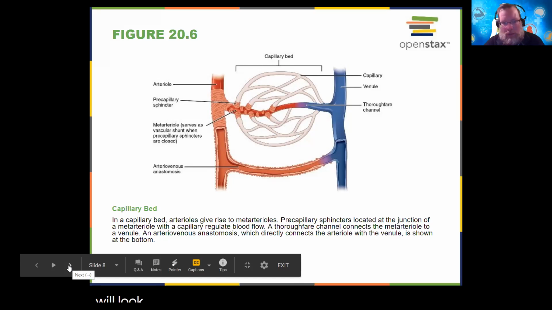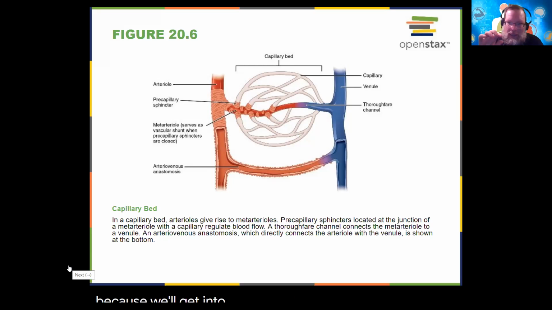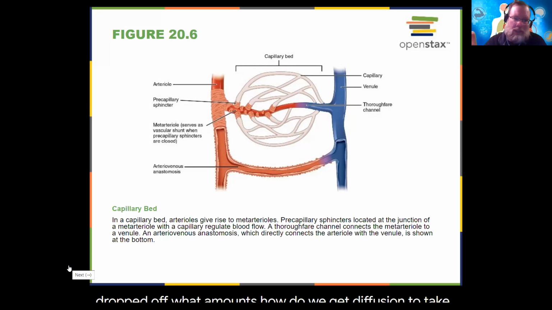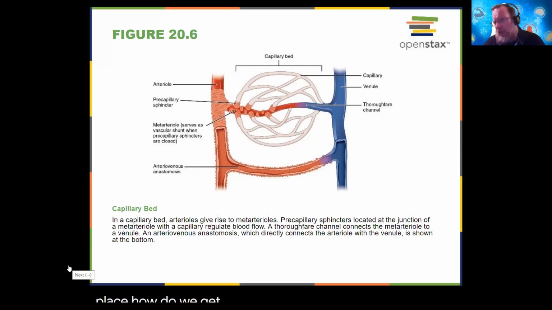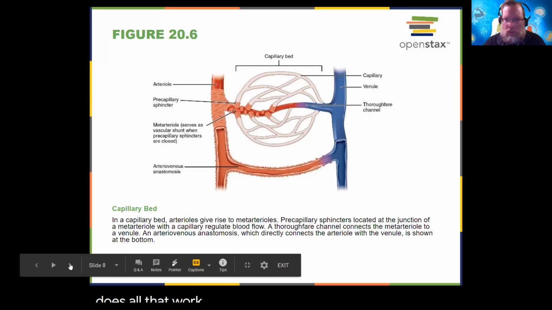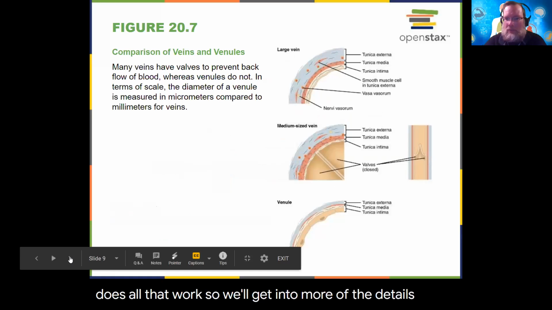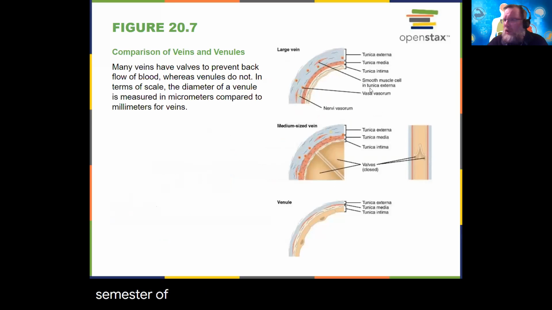Microcirculation. We'll look at a little bit of microcirculation next semester, because we'll get into details about what exactly is being dropped off, what amounts, how we get diffusion to take place, how we get electrolyte balance and fluid balance. How does all that work? We'll get into more of the details next semester, and we'll see how red blood cells line up single file.